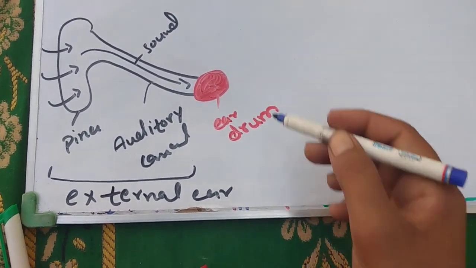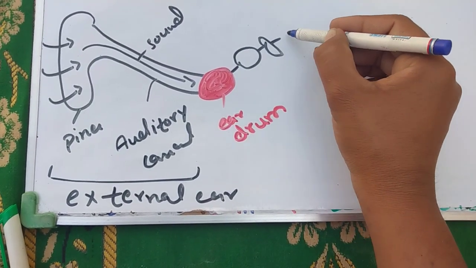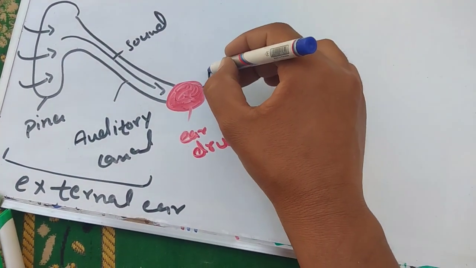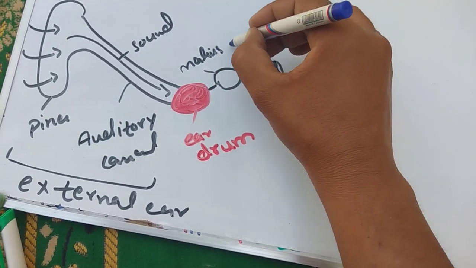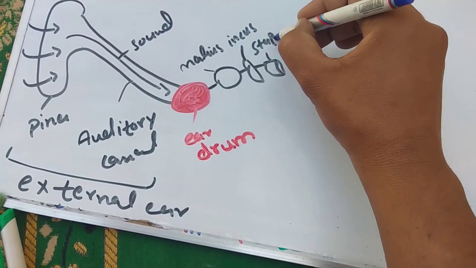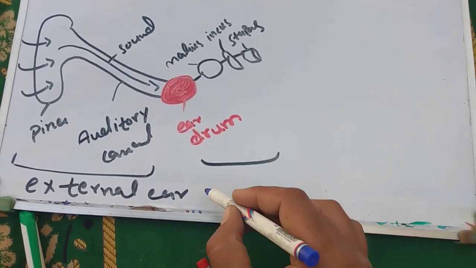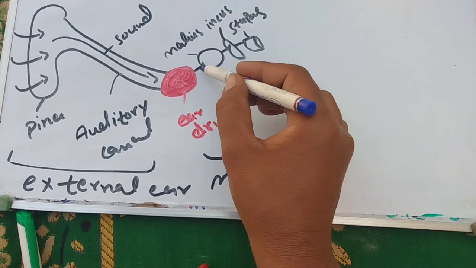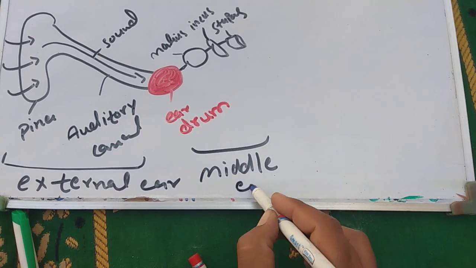With the eardrum, the middle ear starts. The middle ear consists of three bones. These three bones are called malleus, incus, and stapes. These three bones form the middle ear, and they are attached to the eardrum.